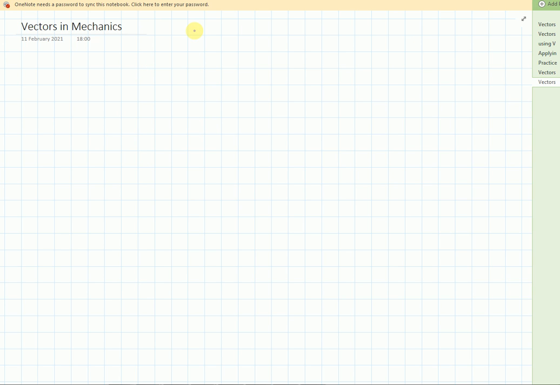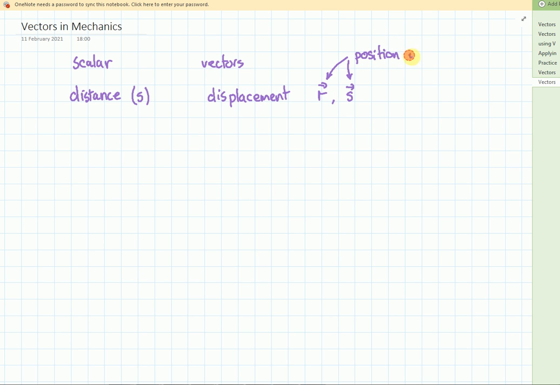Okay, let's start with just a little bit of a transfer from scalar values to their vector parts. So the scalar values are distance, normally noted as s. In vectors, we talk about displacement. And when we're doing displacement, we normally use a vector r or s. The r is mainly used to talk about the position vector. So that's what a displacement is. They are positions in space, or position vector.